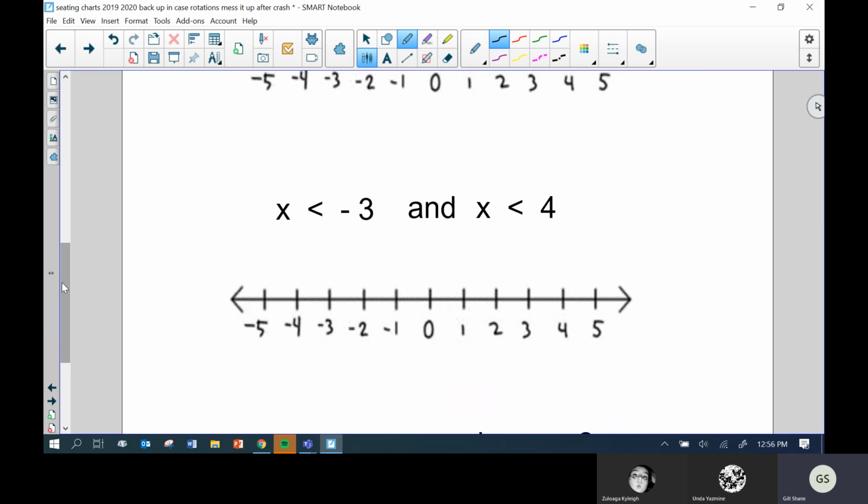This is the same thing, only it's got an inequality sign there instead. Two-step inequality, that's it. You do two things, solve it, and then you just graph it.